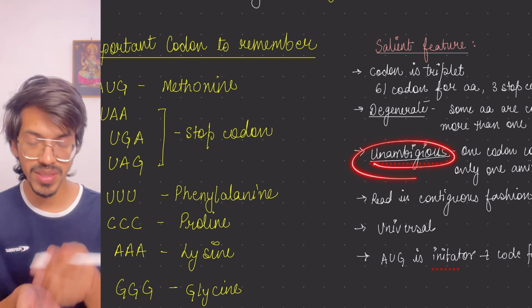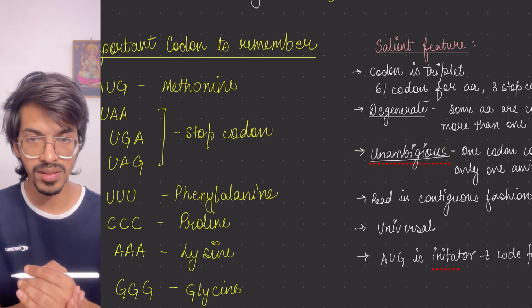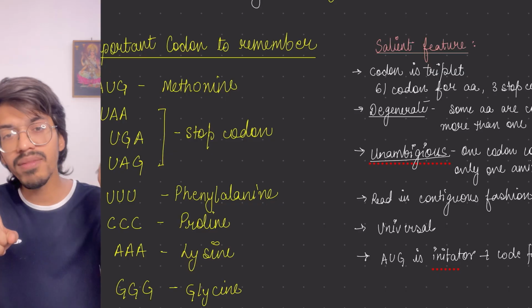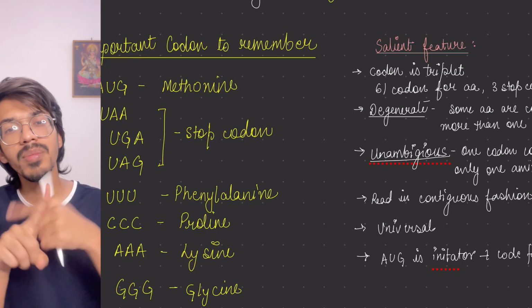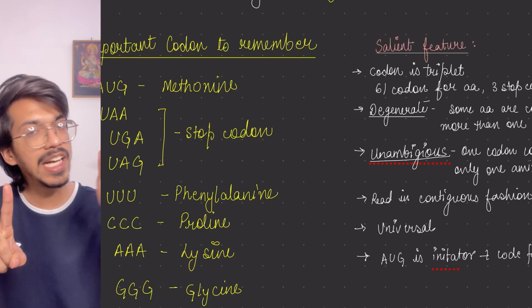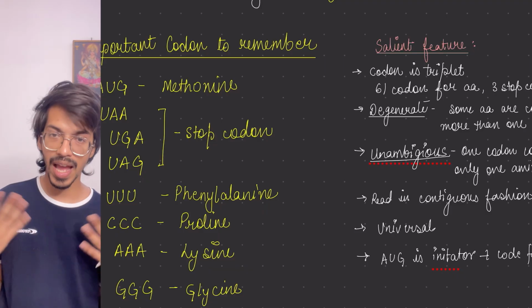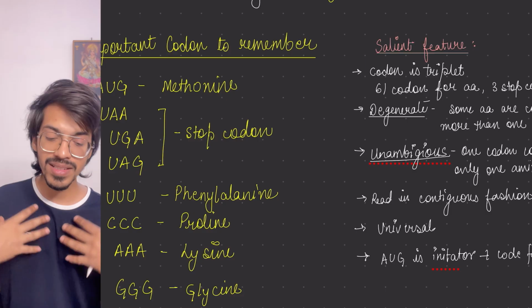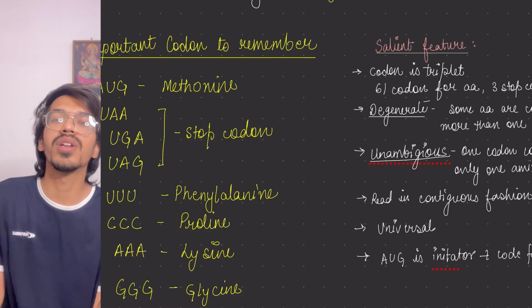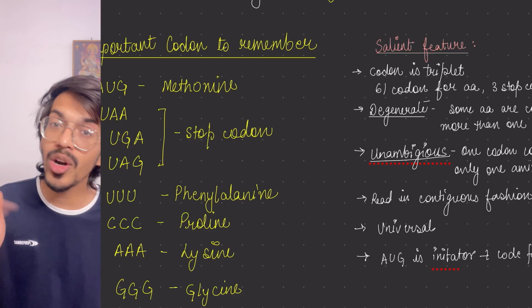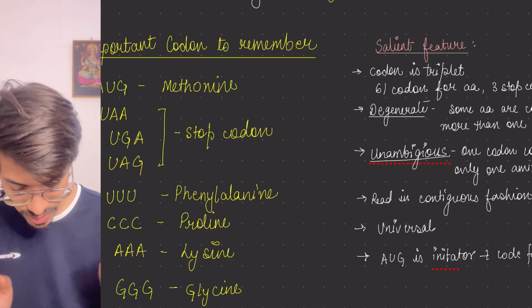Unambiguous, or non-ambiguous. Non-ambiguous means one codon will code for only one amino acid. If a codon becomes a doctor, it means doctor only. It doesn't want to become anything else. For example, I am a dentist. I became a dentist, and after that I don't change. But I am a very ambitious person. I am not unambitious. So this is how it comes.